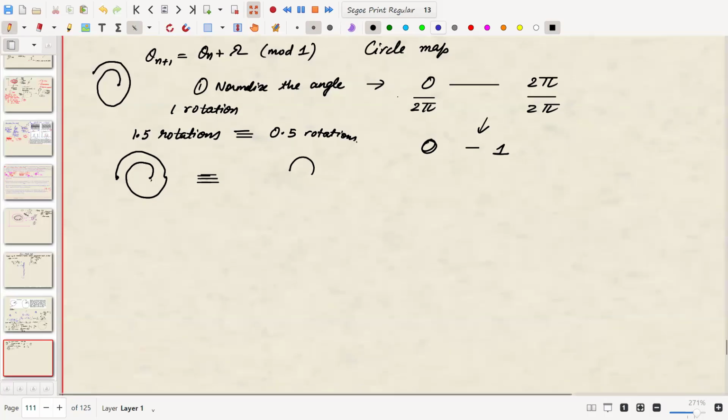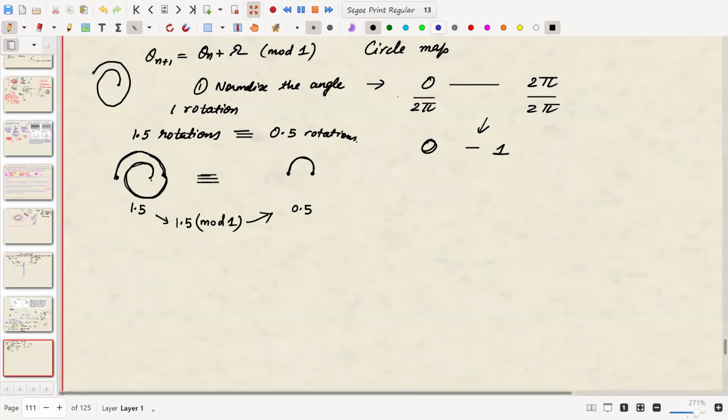What I am telling is, 1 rotation it already made, so why do we need to consider it? It is started newly for the half rotation. So it is just like you start from 0 again for that half angle. Here you did 1.5 rotation, which is just similar to 0.5. And mathematically, you can think of 1.5 mod 1. Mod is nothing but modulo, and modulo is nothing but remainder.